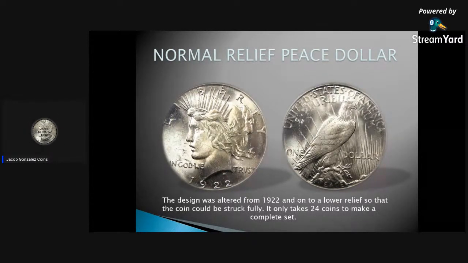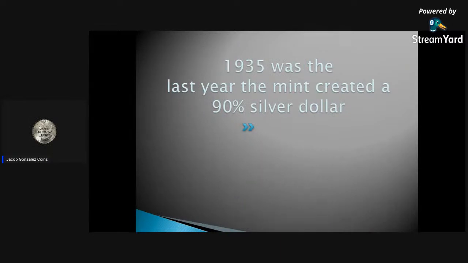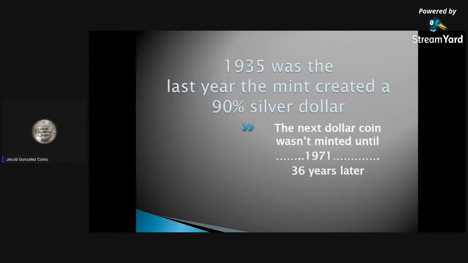It only takes 24 coins to make a complete set. This is a pretty good one to get if you're wanting to collect a silver dollar series. This would be a pretty good coin to collect. 1935 was the last year the mint created a 90% silver dollar, so keep that in mind, guys. The next silver dollar coin wasn't minted until 1971, 36 years later.